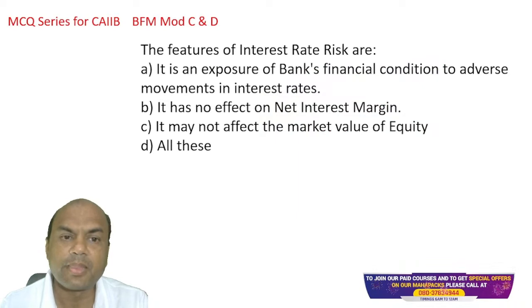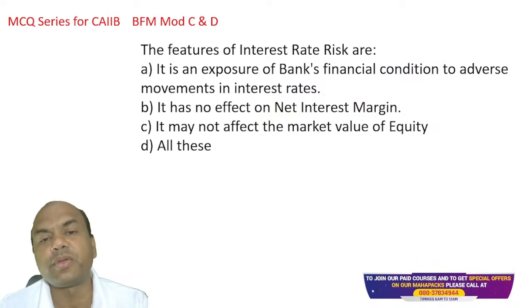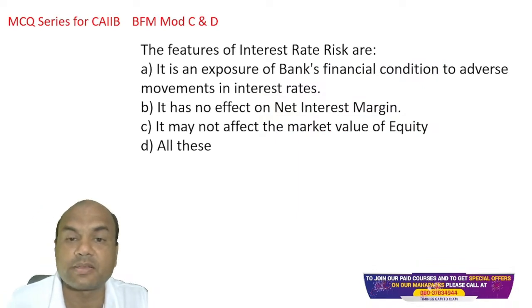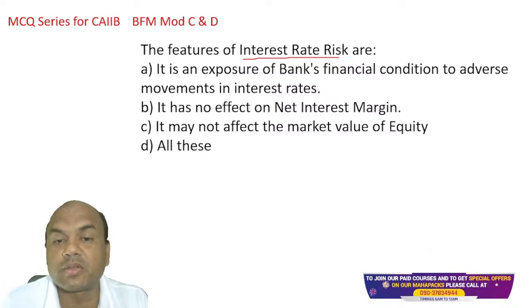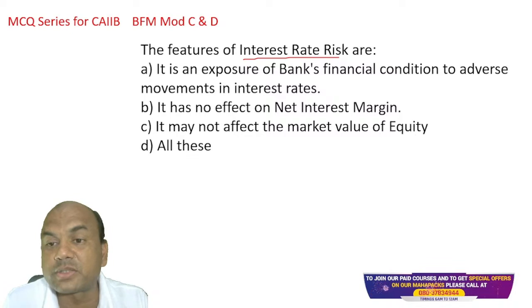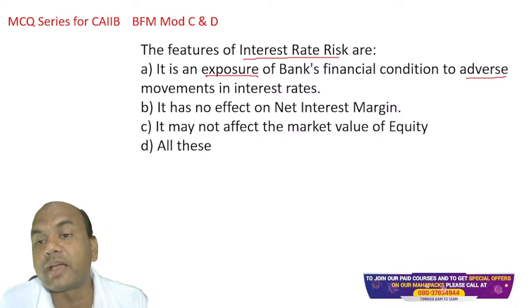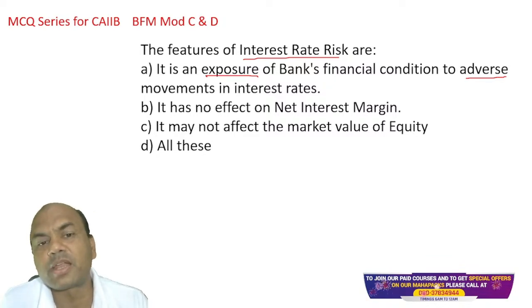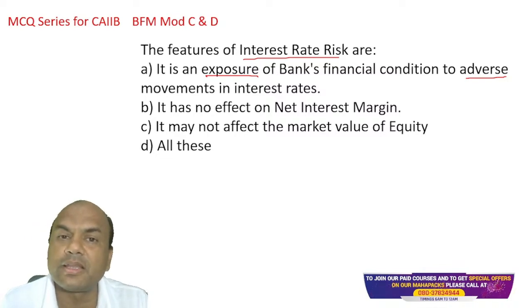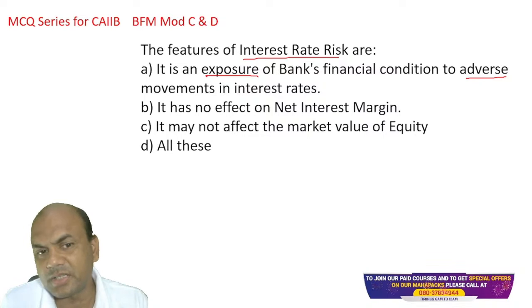Okay. Next one. The features of interest rate risk are. It is an exposure on the bank's financial condition to adverse movements in the interest rates. If the things are going against me, then it's an interest rate risk. Obviously, if the rate of interest is going against me, then it will be a risk. If it is going in favor of mine, then no risk, isn't it?